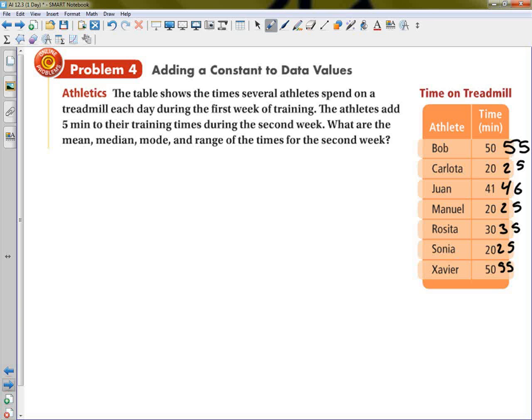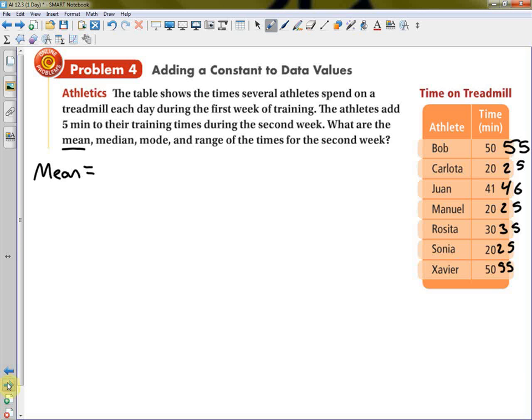Okay, so that's week 2 right there. Well, let's start off with the mean. Mean is when we add all those together, and I think we've done enough means now that I don't need to write it all the way out, but we know it's going to be the sum divided by how many there are.